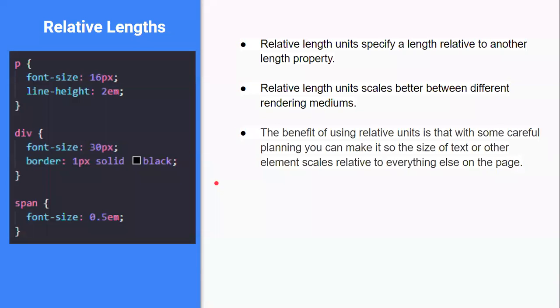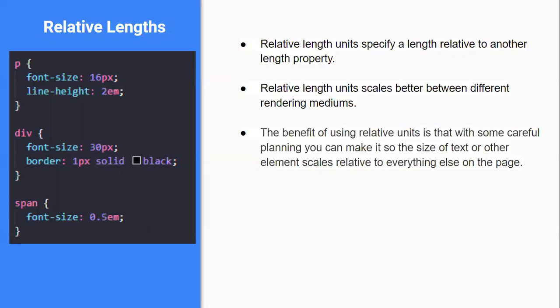We've already talked about relative lengths. Relative lengths specify the length relative to another length property. These units scale between different rendering mediums. As we said, 1 pixel on a phone is different than 1 pixel on a printer. 1 pixel on a desktop is different than 1 pixel on a tablet. So the benefit, as we already established, of using these relative units is that with some careful planning, you can make it so the text or other elements scale relative to everything else on the page.